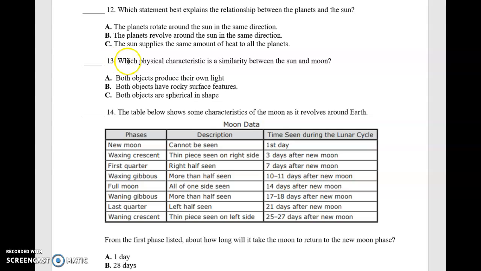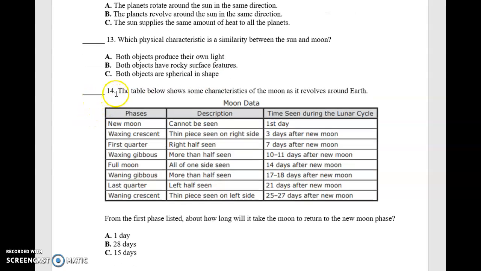Number 13. Which physical characteristic is a similarity between the sun and the moon? A. Both objects produce their own light. B. Both objects have rocky surface features. C. Both objects are spherical in shape.